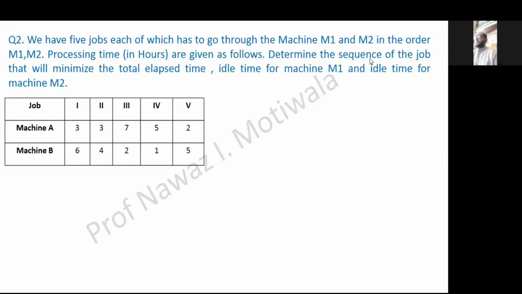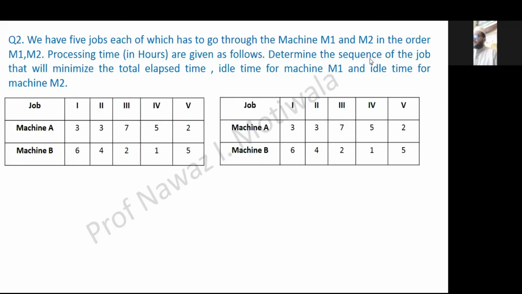The table is given as follows. The numbers in the table indicate that if job 1 is processed on machine A, it will require 3 hours of processing time. Similarly, if the third job is processed on machine B, then it will take a processing time of 2 hours. Okay, so let us start with the solution and apply Johnson's rule.